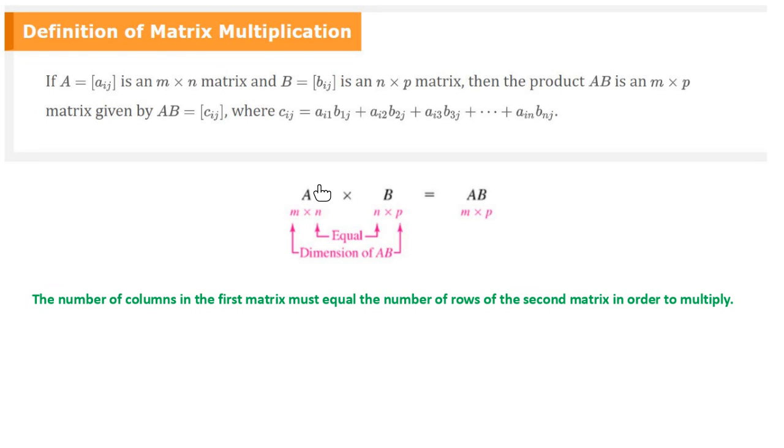In order for you to be able to multiply, the number of columns in the first matrix, which is n, has to be the same as the number of rows of the second matrix. If the inner numbers are the same, then you can multiply. The outside numbers tell you the size of your product. So in this case, your result would be an m by p.